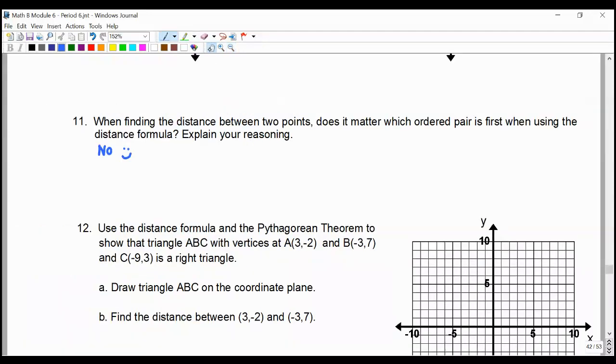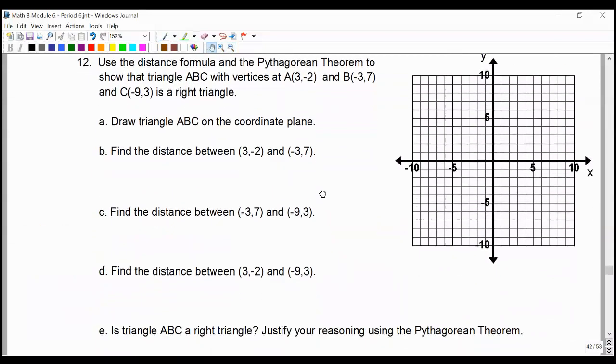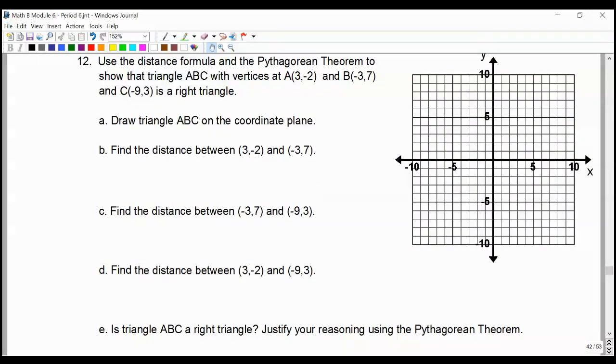And we're on to the last thing, which is we're going to look at a triangle. It says use the distance formula and Pythagorean theorem to show that triangle ABC is right. I'm not going to graph this. We can cross that off if we want. We're going to find these distances.